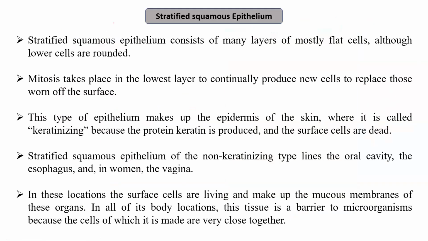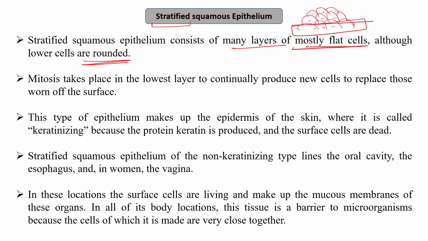Next is the stratified squamous epithelium. We know stratified means in layers. So if many layers are present, it will be stratified squamous epithelium. It consists of many layers of mostly flat cells, although the lower cells are a little bit rounded. Mitosis takes place in the lowest layer.